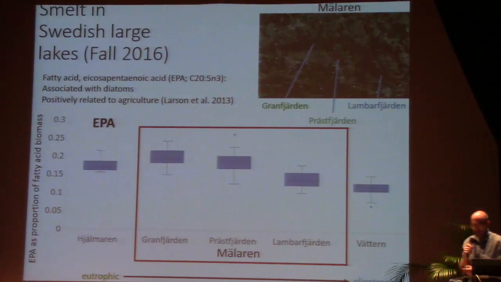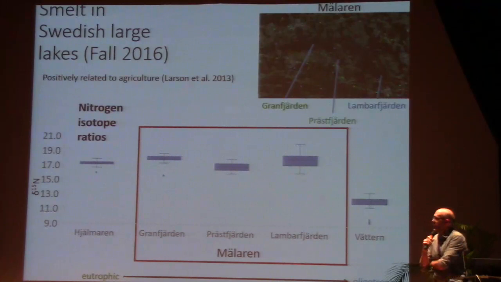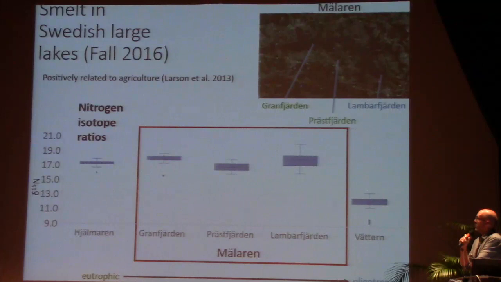Here's the same sort of pattern looking not at a fatty acid, but rather at nitrogen isotope ratios at these same sites. Delta 15N has also been shown to be positively related to agricultural input. And so we would expect a similar sort of gradient across these sites in nitrogen isotope ratios. And for the most part, we see that.